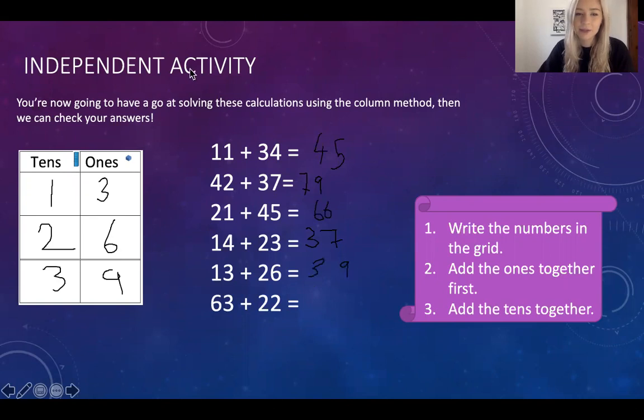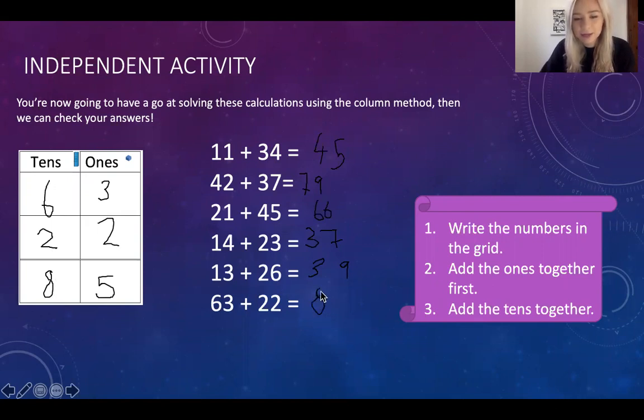Last one. Let's see if you managed to get it correct. So our first number is 63, so let's partition it. 6 10s, 3 ones, and then 22, 2 10s and 2 ones. Let's add those ones together first. 3 plus 2 equals 5. And then the 10s, 6 plus 2 equals 8. So your last answer is 80. Oops, if I make my 8 look like an 8, there we go, 85.